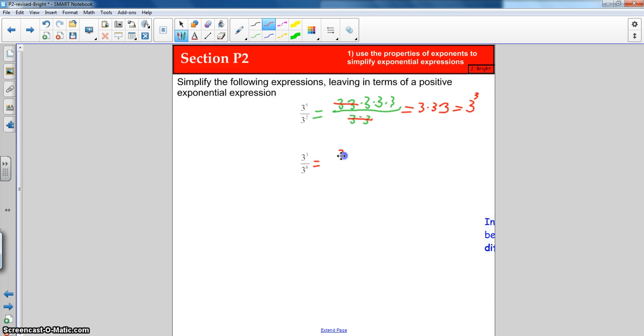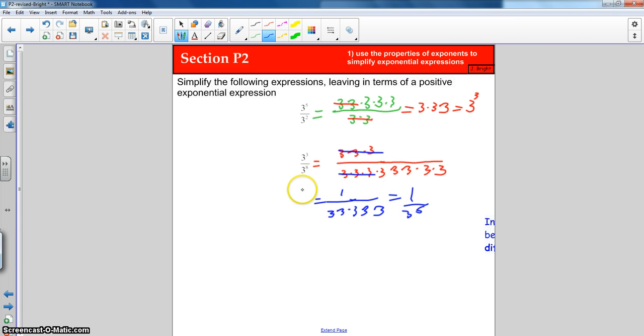3 to the third, that's 3 times 3 times 3 all over, and now I have 8 3's, so this is 1, 2, 3, 4, 5, 6, 7, 8. And so again, I have at least 3 threes in common, so I can scratch 3 of them. And what am I left with? I'm left with 1 over, and then I have 5 threes in the denominator. So this is 1 over 3 to the 5th.